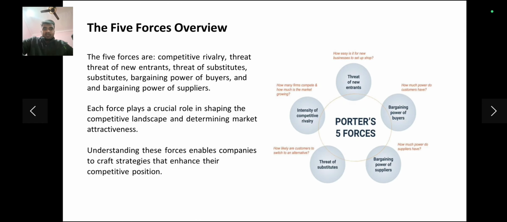The five forces are competitive rivalry, threat of new entrants, threat of substitutes, bargaining power of buyers, and the bargaining power of suppliers. Each force plays a crucial role in shaping the competitive landscape and determining market attractiveness. Understanding these forces enables companies to craft strategies and enhance their competitive positions.